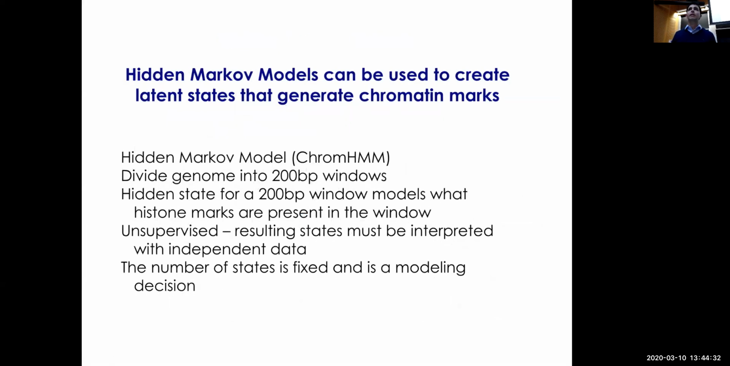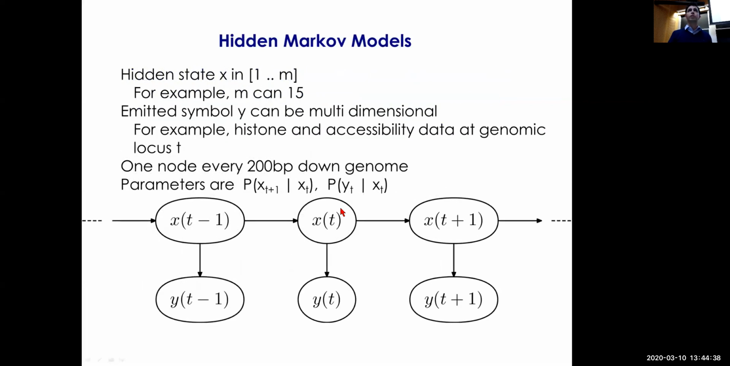Raise your hands if you have seen hidden Markov models before. Awesome. So this is kind of like a hidden Markov model, but it's a multivariate hidden Markov model. It emits not just one value, but a vector of values. Any questions?